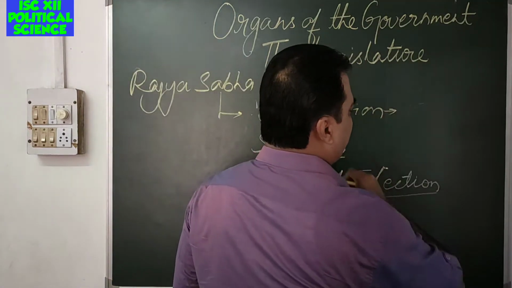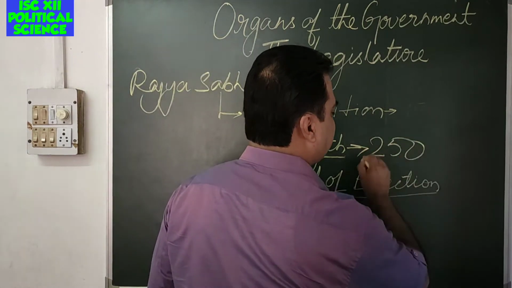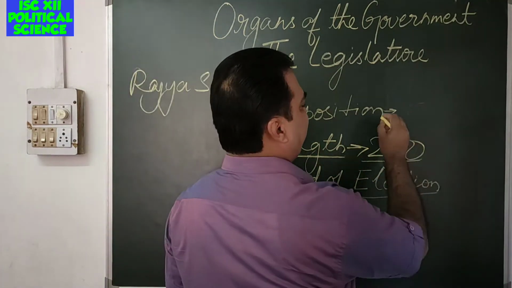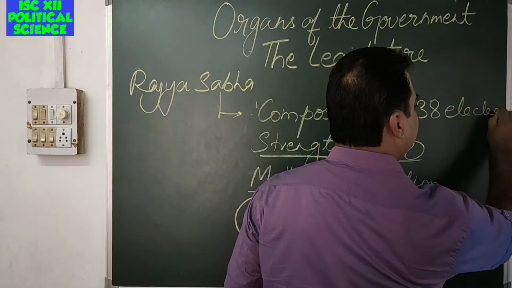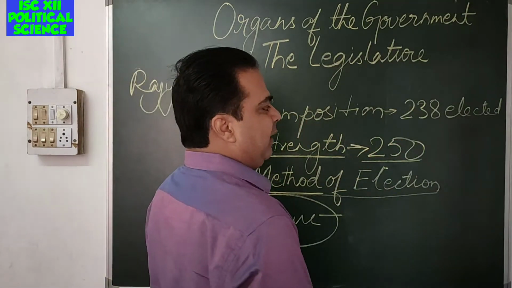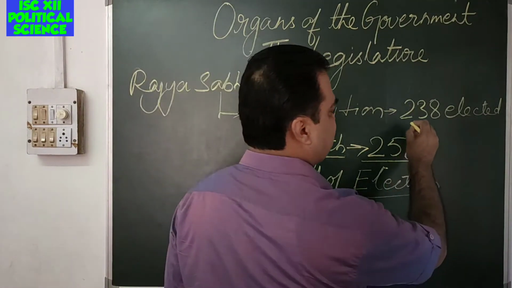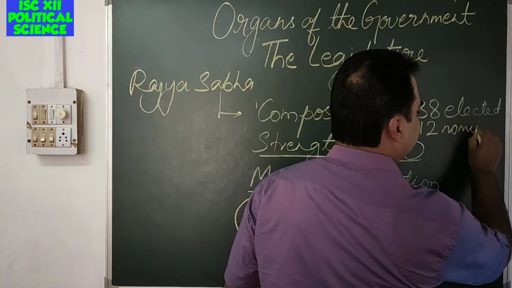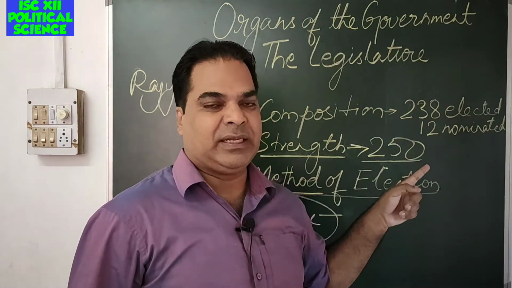The strength of Rajya Sabha is 250. So I am writing it here. Out of 250, my dear, 238 are elected. 238 members to Rajya Sabha are elected by the members of the legislative assemblies and legislative councils, and 12 are nominated. So 238 are elected, 12 are nominated.